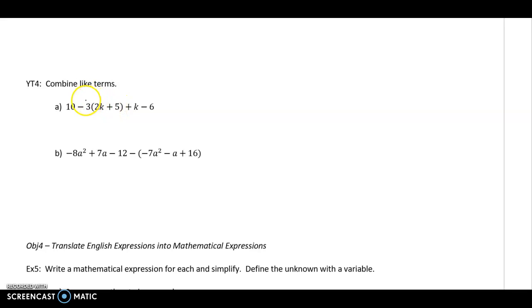So the first thing we want to do here is distribute that negative 3. It's going to be 10 minus 6k minus 15. Oh, man, my pen is way off today. Plus k minus 6. And then we'll go back through.